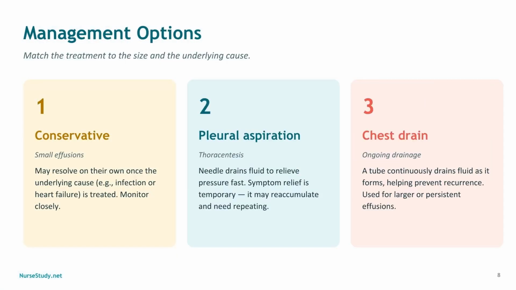Management options. Now let's talk treatment, and it all depends on the size and the cause. For a small effusion, we may just manage it conservatively, treat the underlying cause, like the pneumonia or the heart failure, and the effusion can resolve on its own. For bigger ones, we do a pleural aspiration, also called a thoracentesis. A needle drains the fluid and relieves the pressure fast. The catch is it's temporary. The fluid can come back.